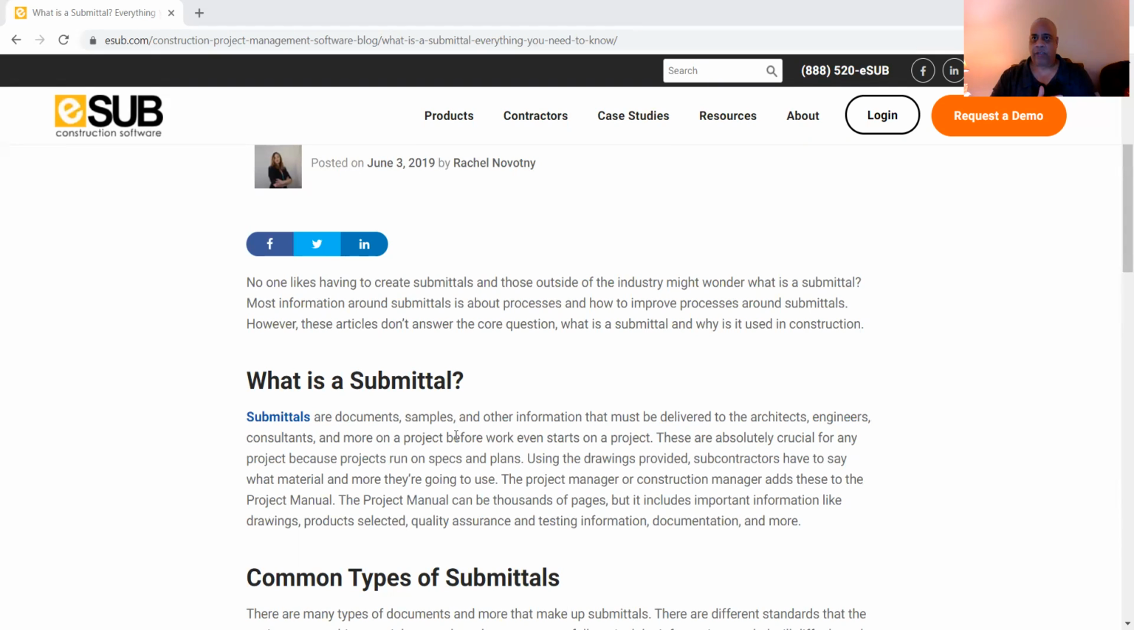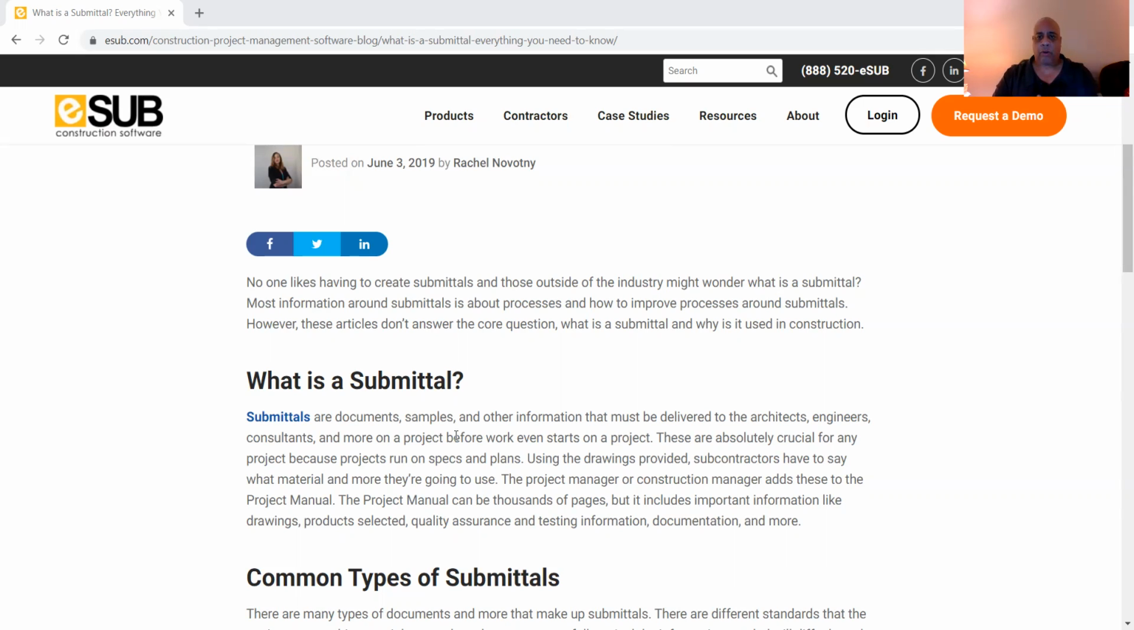Well, architects could submit submittals, and I'm talking about the architects who are working for a contractor. Engineers could submit submittals. But generally, when we talk about submittals, they're basically documents, samples, and other information that must be delivered to the consulting architects, or let's say a government architect or engineer, before work even starts on the project.